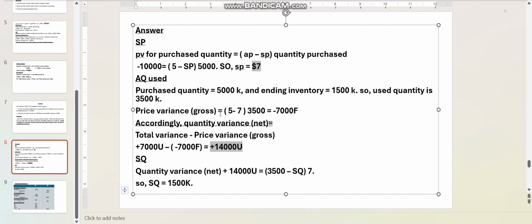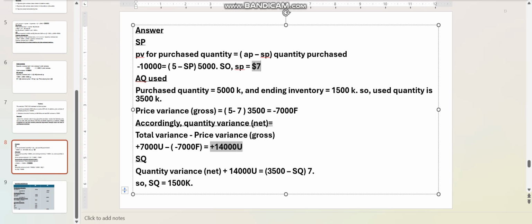Now, the price variance gross equation states difference of prices, 5 less 7, times actual quantity. Why do we apply it as price variance gross? Since we have actual quantity, but we don't have till now the standard quantity allowed, so we can't apply it on price variance net. So 5 minus 7, that is negative 2, times 3,500 equals negative 7,000 favorable.